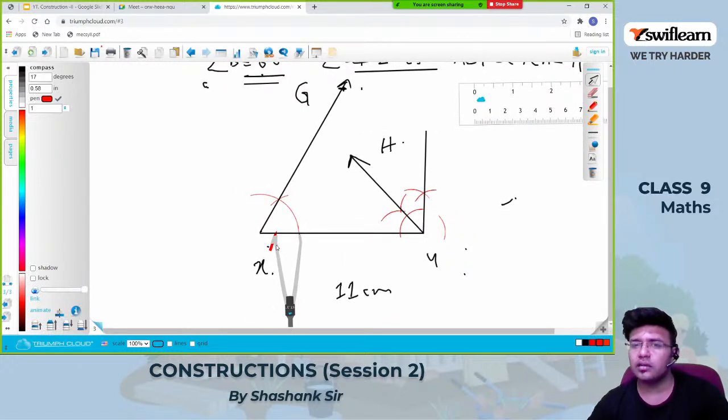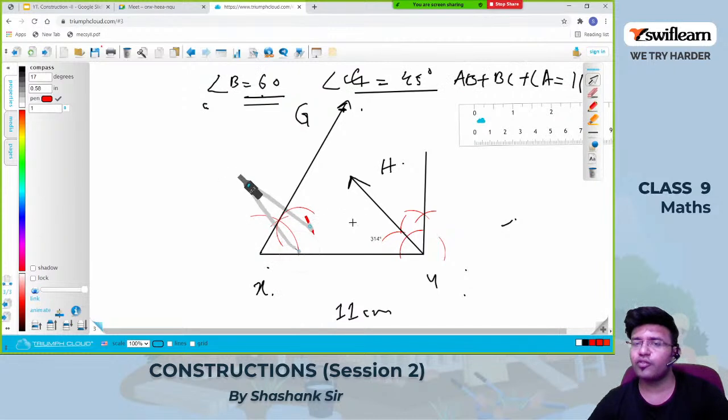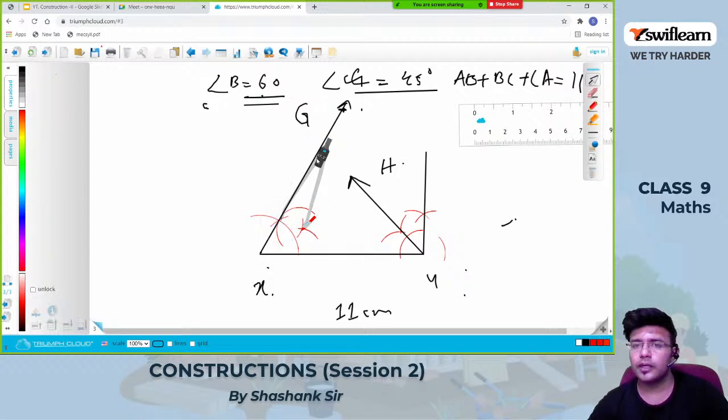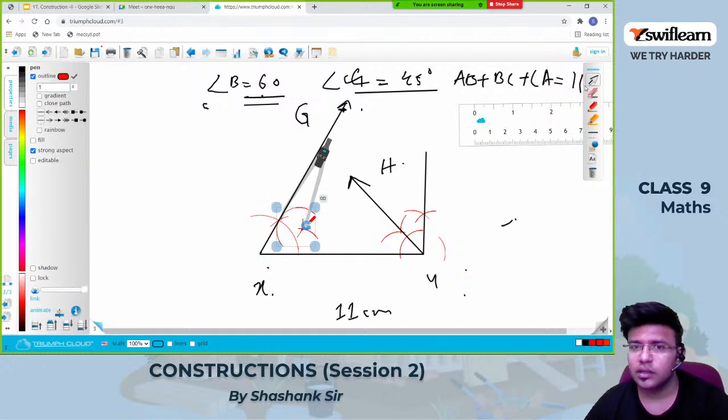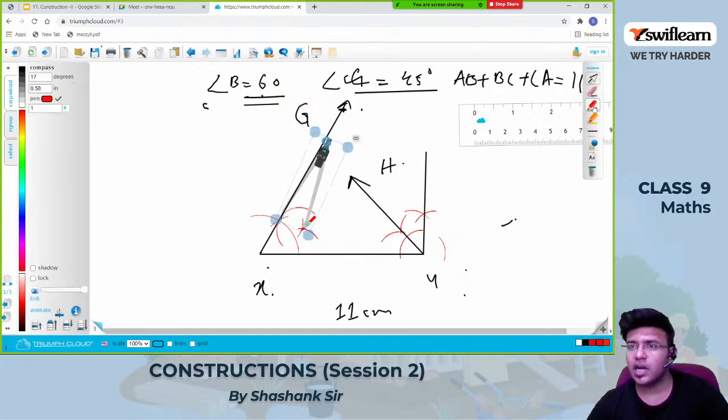Okay, after drawing this with the same radius or a radius more than half, you draw this arc. Okay, draw this arc. Here, and here place your cursor. Okay, so here. See this. Okay, this I have bisected it. Now that is half of 60. Whatever 60 is, this is half of that 60.